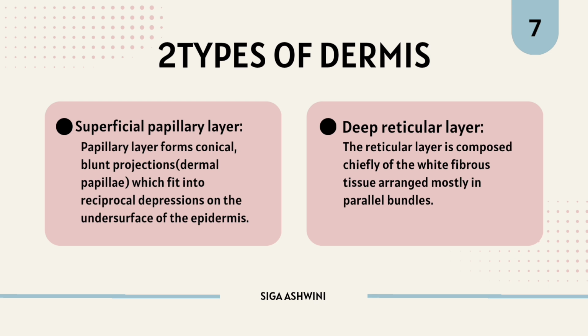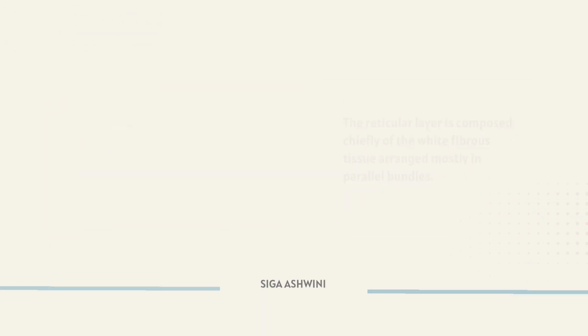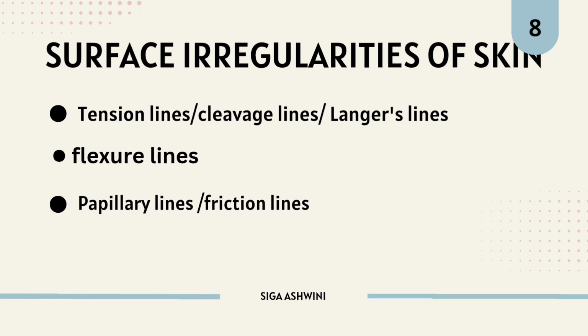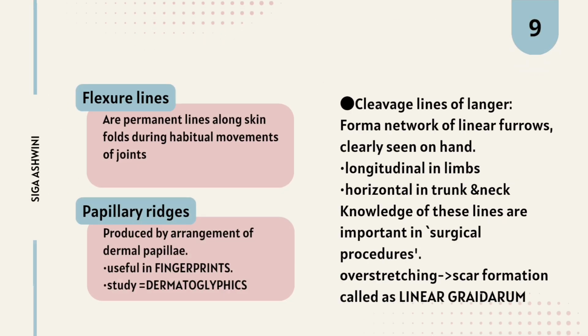And second one is deep reticular layer, and this layer consists of strong interlacing bands of dense connective tissue composed of collagen fibers with some elastic fibers, and this layer is composed of fibrous tissue arranged mostly in parallel bundles. And the surface irregularities of skin are tension lines, also called cleavage lines, also called Langer lines. And second one is flexure lines. Third one is papillary lines or ridges and friction lines.